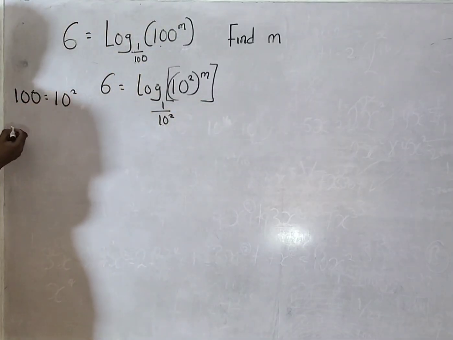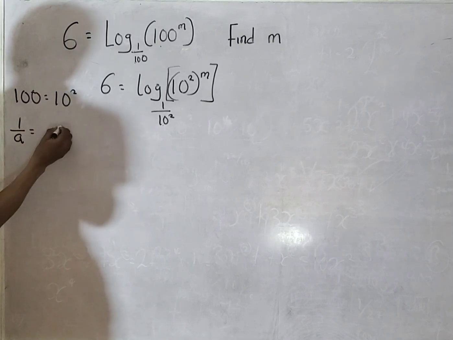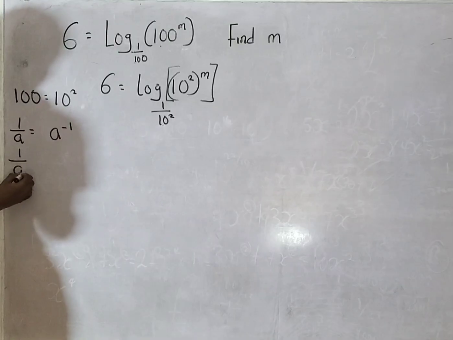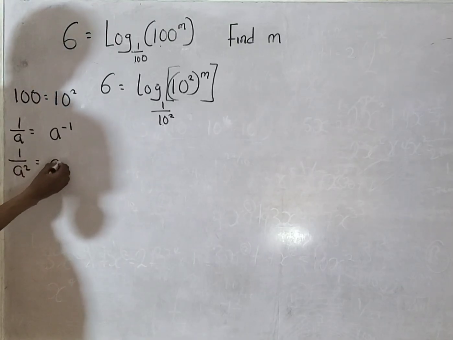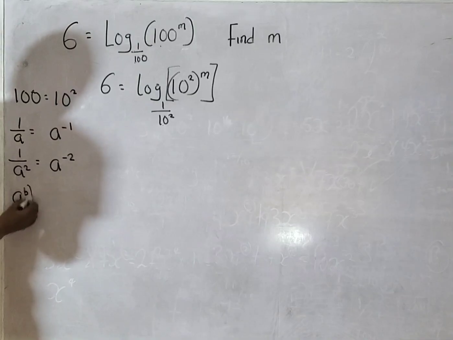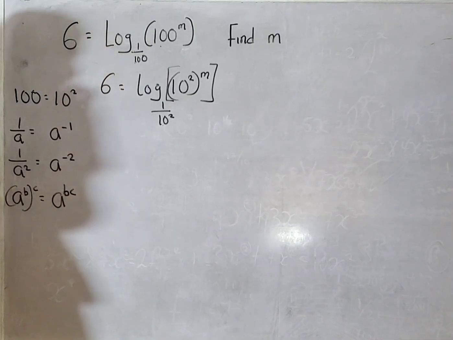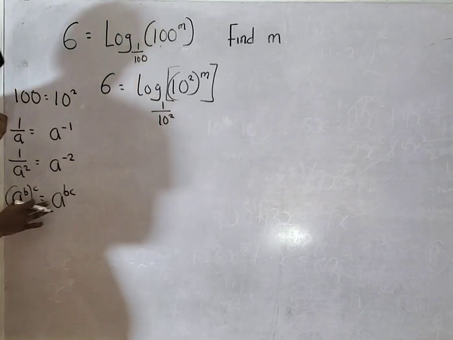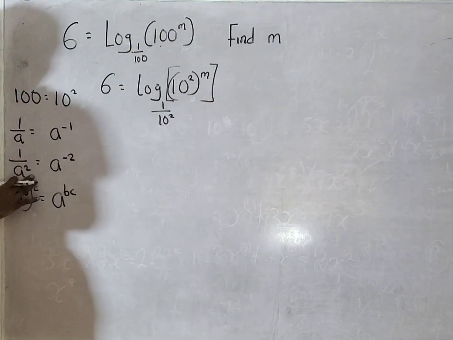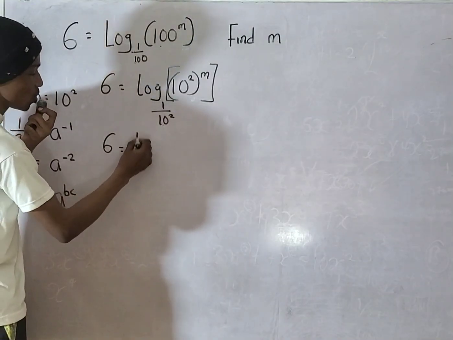Now, recall that if you have 1 over a, this can be written as a raised to the power of negative 1. Also, if you have 1 over a raised to the power of 2, this can be written as a raised to the power of negative 2. Also, if you have a raised to the power of b raised to the power of c, this can be written as a raised to the power of b times c. Are you getting it? So I'm going to use this law here, and I'm also going to use this law here. So I'm going to have 6 equals log.